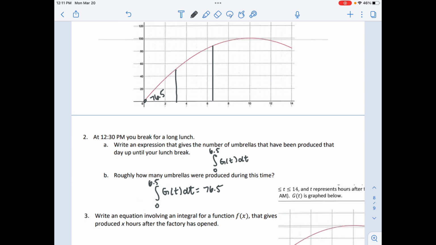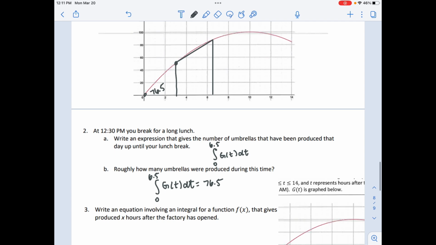And this looks like a trapezoid to me. So it's pretty accurate, like just that. And it's one rectangle. There's only that tiny little gap of space that's being left out. And so I'm just going to find the area of that trapezoid.